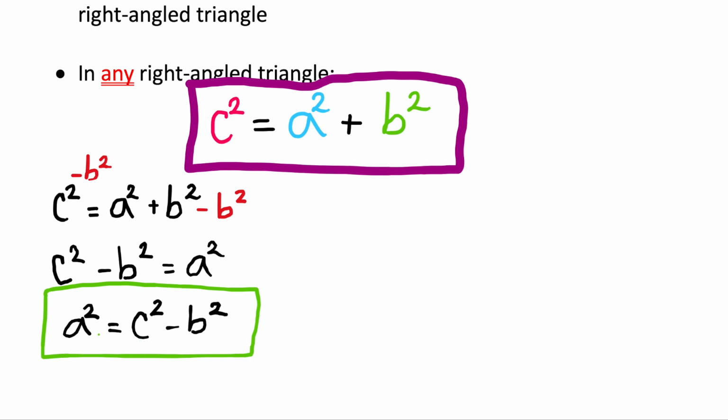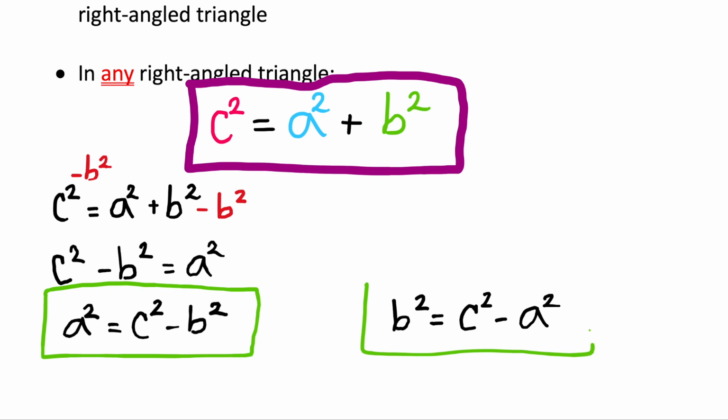And in the same way, if I had to find b, and I follow exactly the same process that I just did, I can also write that b squared is equal to c squared, take away a squared. Okay? Perfect. I told you that I can't draw for my life. Fantastic. Let's continue with some examples.